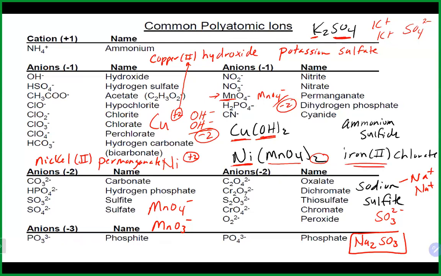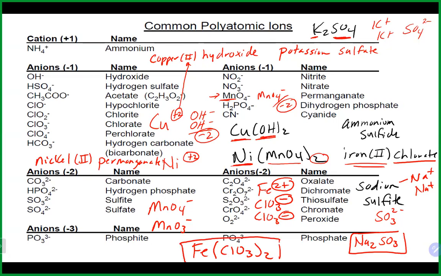Coming here to the iron example. Iron Roman numeral 2 means that we have an iron with a +2 charge. Chlorate is ClO3-. So in this case, we're putting together a +2 and a -1, which means we need 1 more of the -1s. This will give us a formula of Fe. We do need parentheses because there's more than 1 polyatomic ion here: ClO3, and again, the 2 on the bottom. Any questions on that one there?